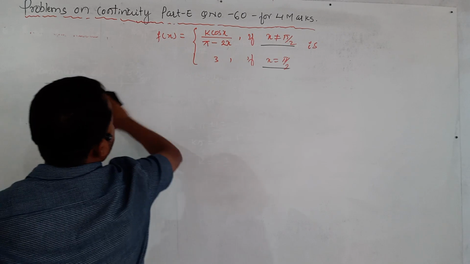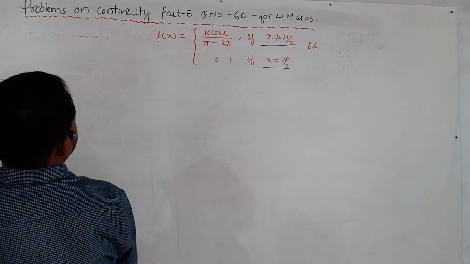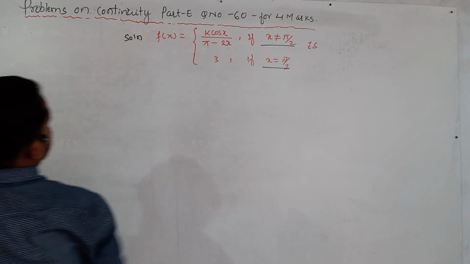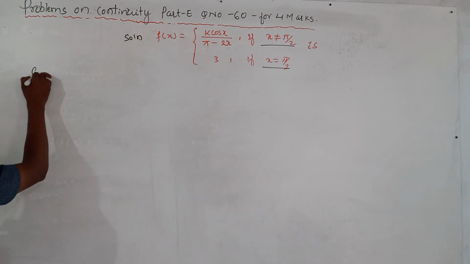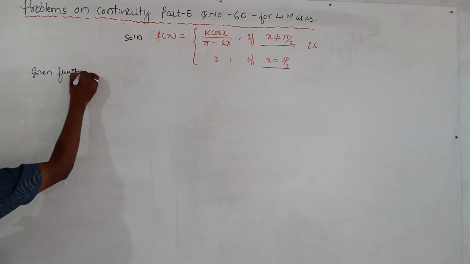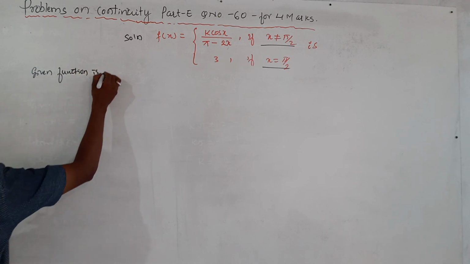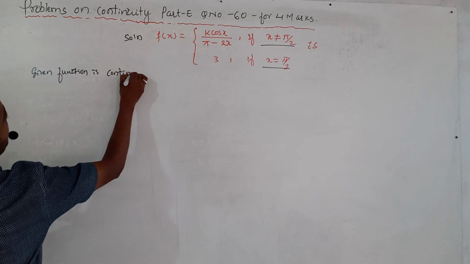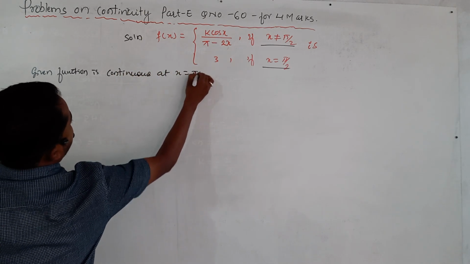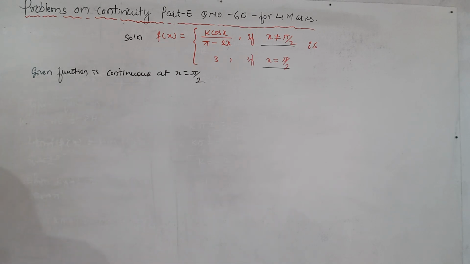First write the solution of the problem. Write the function, and write that the given function is continuous at x is equal to pi by 2.